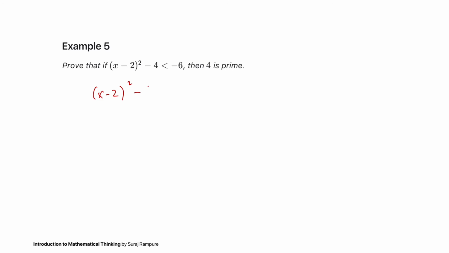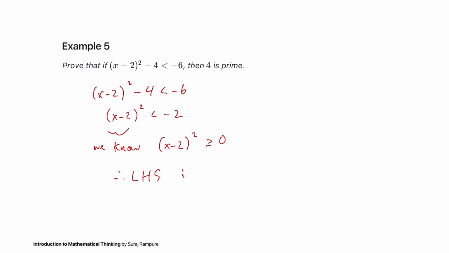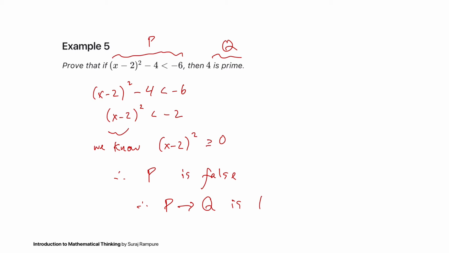(x minus 2) quantity squared minus 4 is less than 6. If I add 4 to both sides, I get (x minus 2) quantity squared is less than negative 2. Is that possible? No. Because we know (x minus 2) squared is greater than or equal to 0. Therefore, P is false, if this is P, and this is Q. Therefore, P implies Q is true.